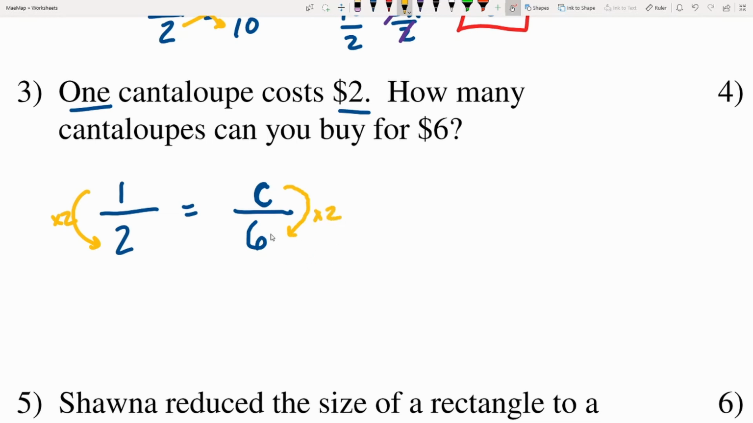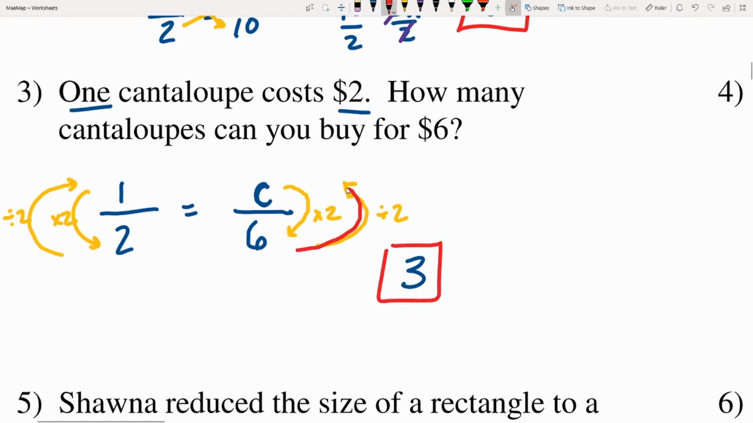Or we can think of it as the reverse. Going from 6 to C, as opposed to multiplying by 2, we need to divide by 2, because to go from 2 to 1, we divide by 2. So C over 6, what equals 1/2? That's going to be when C is equal to 3.